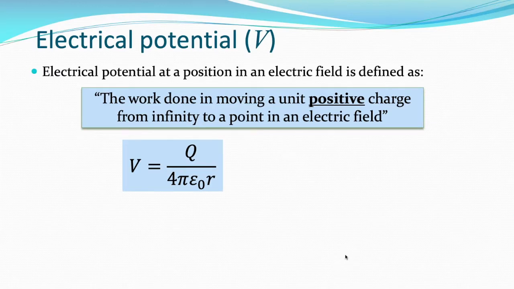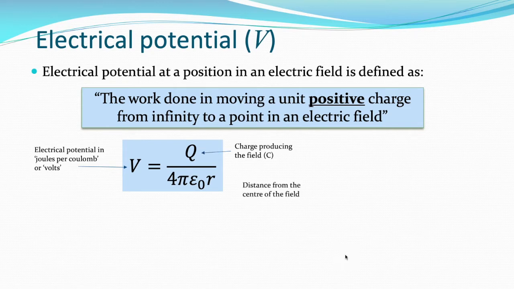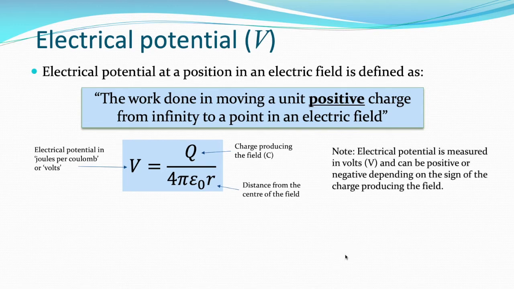So if electrical potential is the work done in moving a unit positive charge from infinity to a point in an electric field, it should be measured in joules per coulomb. But you may remember from your Higher work that joules per coulomb is the same as volts. And we can use volts for electrical potential. And that electrical potential only depends on the size of the charge producing the field and the distance of your location from the centre of that charge that's producing the field. Now, remember, electrical potential is measured in volts, and it can either be positive or negative depending on the sign of the charge that's producing the field.